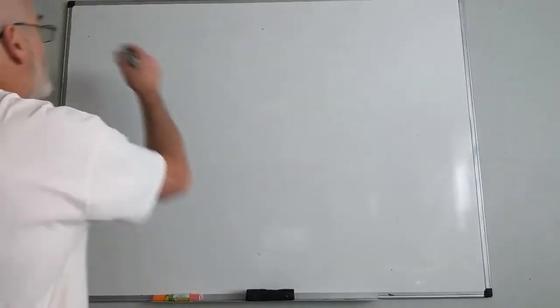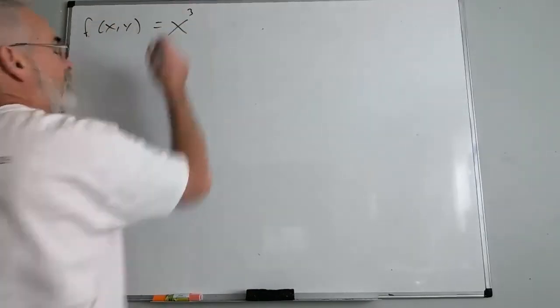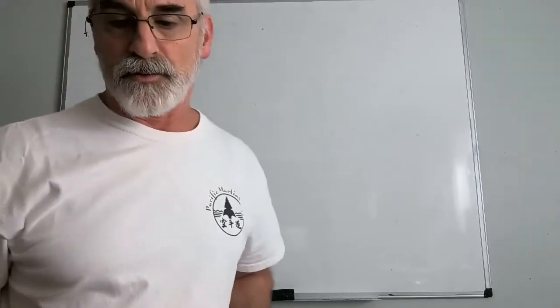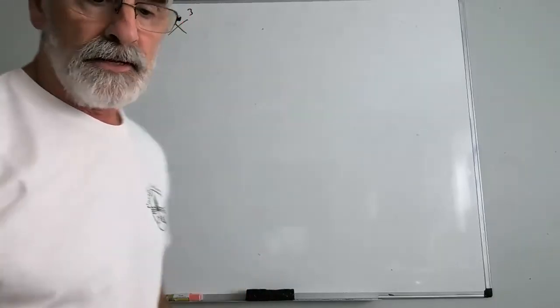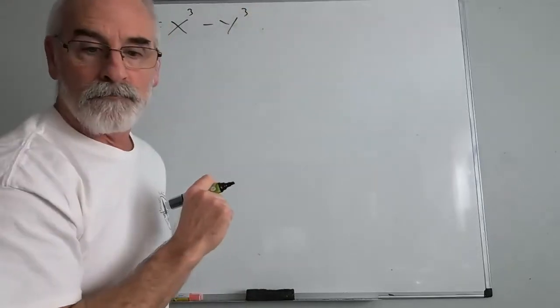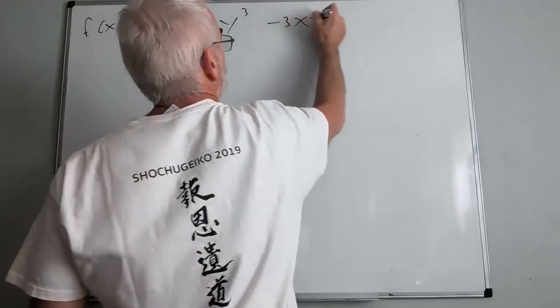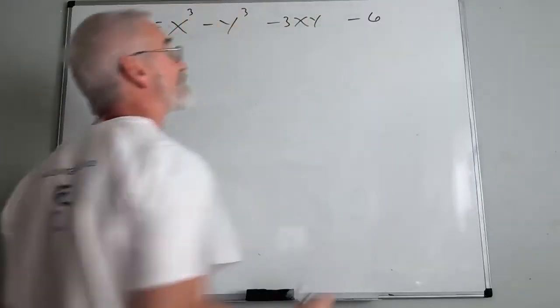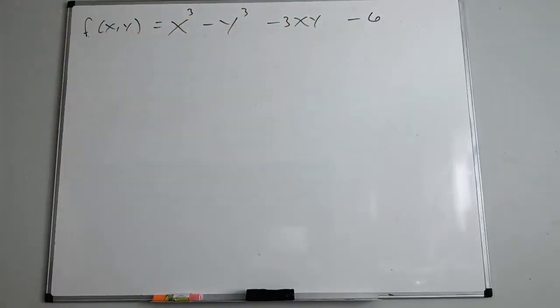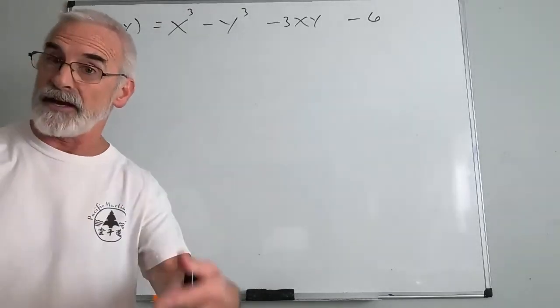Let's do f of x, y is x cubed minus y cubed minus 3xy minus 6. Okay, this is my function. Now I have no idea what it looks like. It doesn't matter, and it's not conic in nature, but I'm going to do the Hessian and do all that kind of stuff.